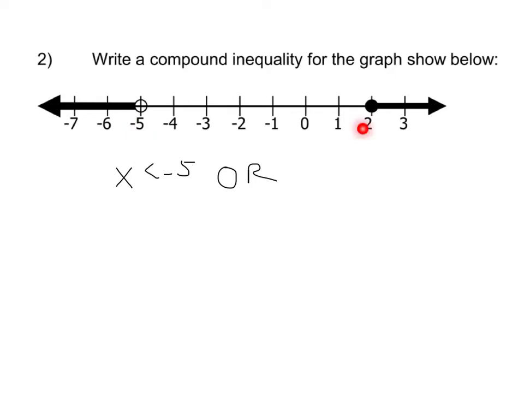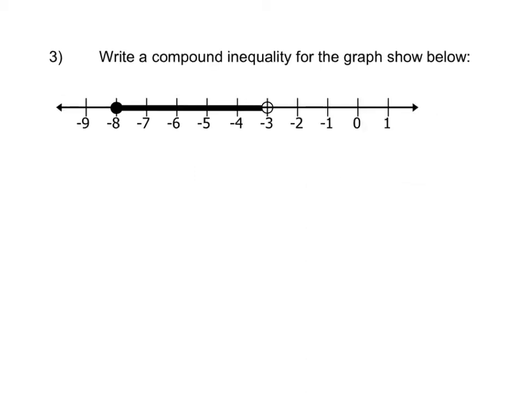Or, on this side, x is greater than or equal to 2. Because it's a closed circle, so it includes 2. There's our compound inequality: x is less than -5, or x is greater than or equal to 2. Now, please pause the video and write down the compound inequality for this graph.